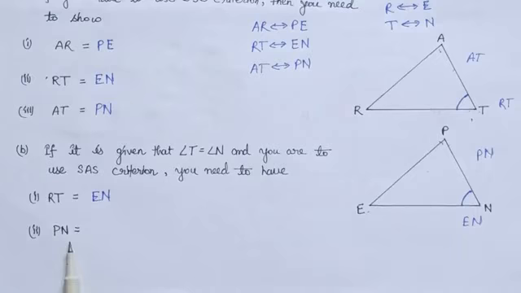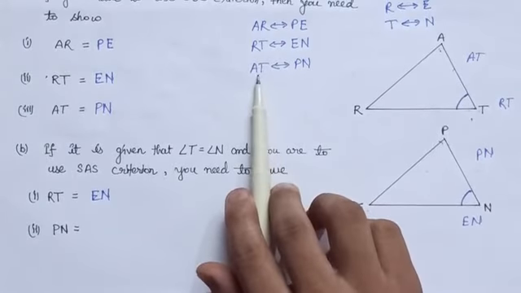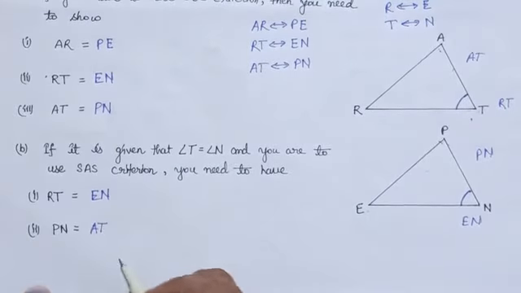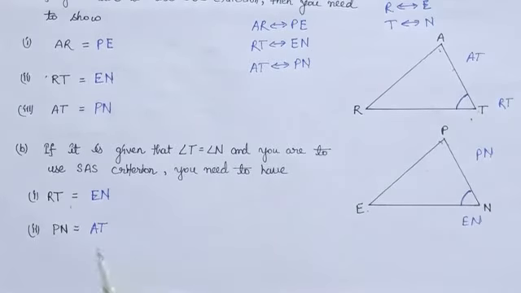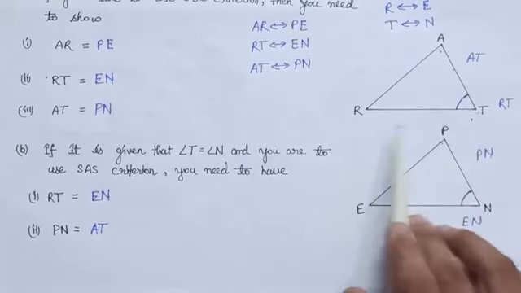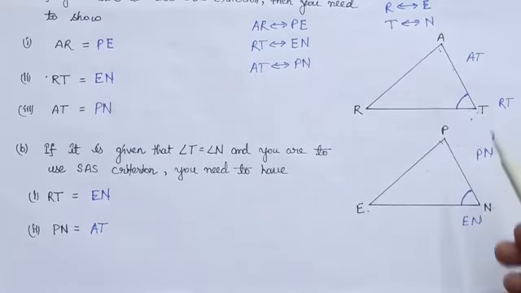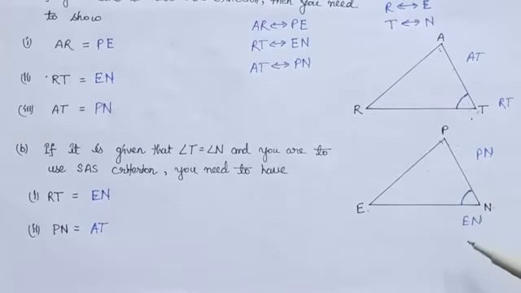The next is PN. So PN is also equal to its corresponding side, and the corresponding side of PN is AT. So we can say PN is equal to AT. Now we can say these two triangles are congruent to each other by SAS criterion. Why? Because the two sides AT and RT are equal to the corresponding sides PN and EN, and the angles included between the sides, that is angle T and angle N, are also equal.